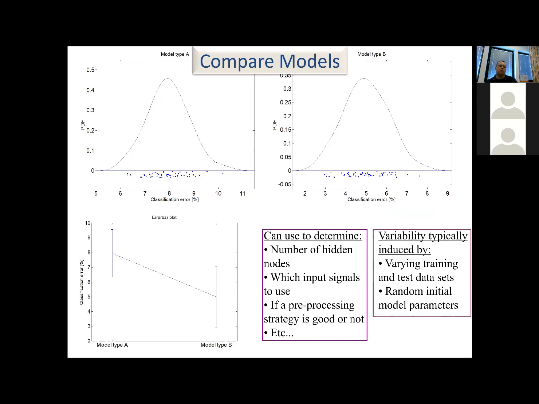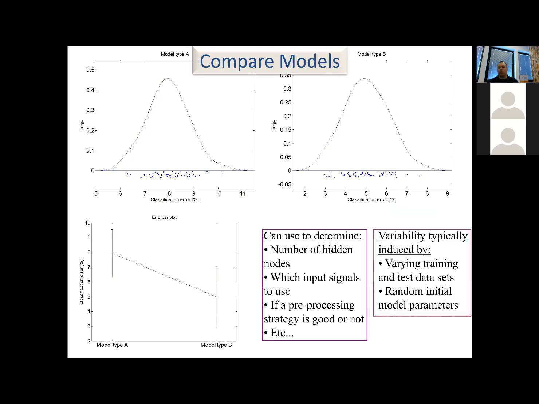And then what you can do is, for example, this kind of error bar plot, where you say the average accuracy of model A is, let's say, 80%. The average accuracy of model B is maybe 50%, but there is some kind of confidence interval or error bar on top of that, based on how widespread the different numbers have been.